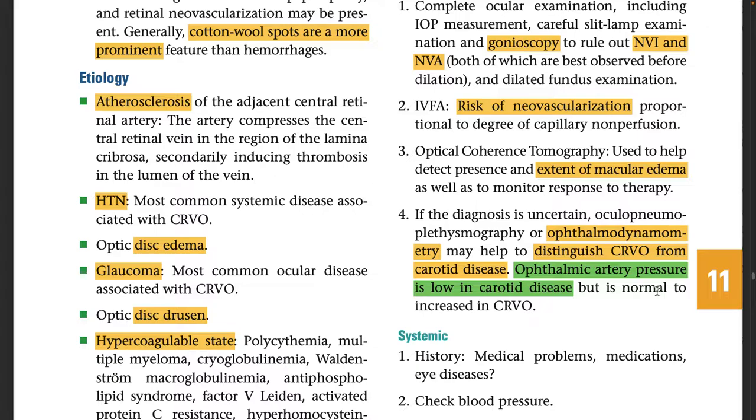So, when you check with the help of an ophthalmodynamometer or you do ophthalmodynamometry, you will see that there is ophthalmic artery having low pressure. Whereas in CRVO, the pressure will be normal. Yes? That is the distinguishing point between CRVO and OIS. 100% you will forget to mention this point. But it's a very good thing. Even if you forget to mention it, if somebody asks you, you can always tell that OIS and CRVO, this is the difference.